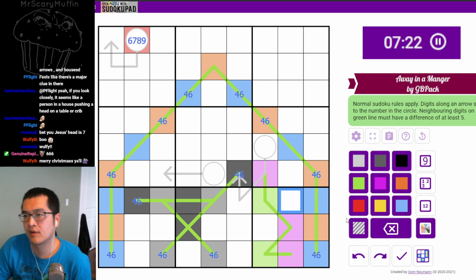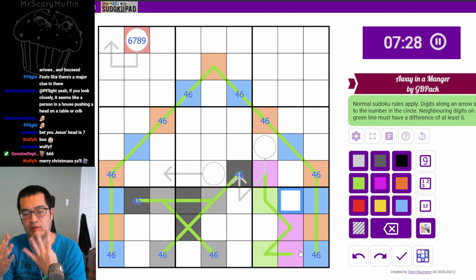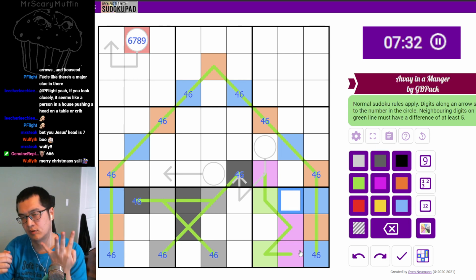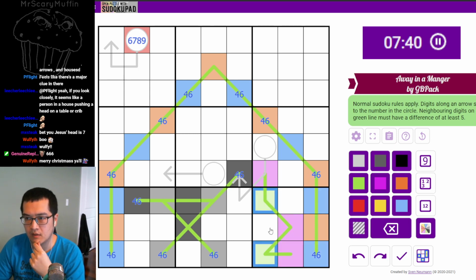So here's the interesting thing. There's only 4 high numbers and 4 low numbers. Merry Christmas, Wolfie. There are 4 low numbers, 1, 2, 3, and 4, and 4 high numbers, 6, 7, 8, and 9. Doesn't matter what polarity this is, it's going to be maxed out here. And then one of these is the 5, obviously.